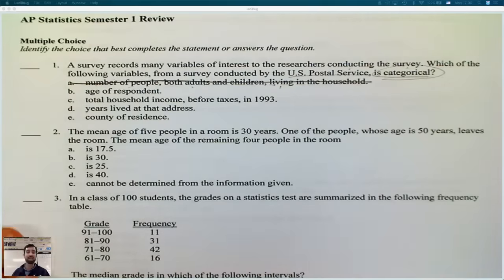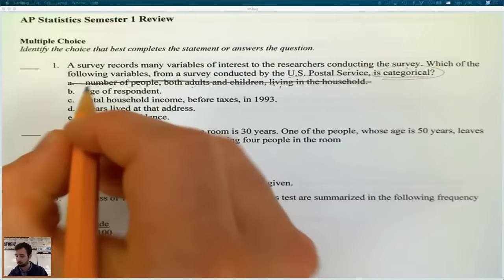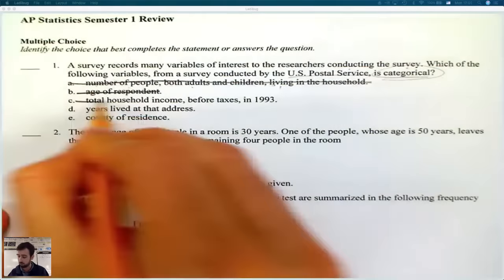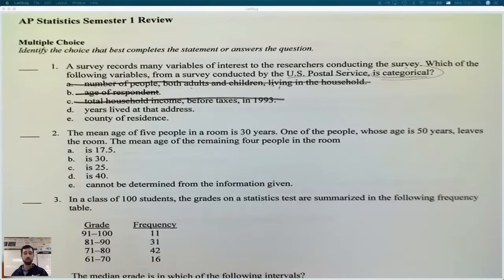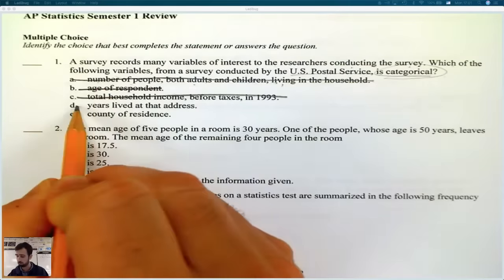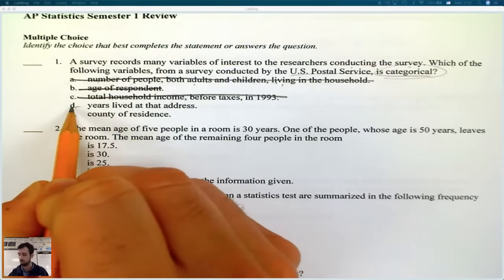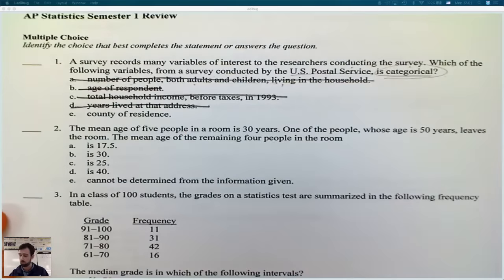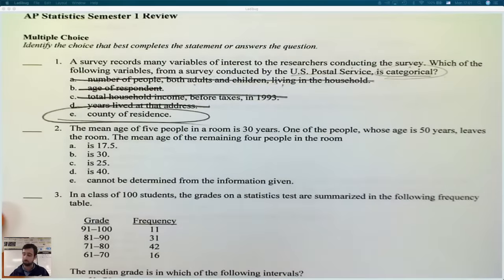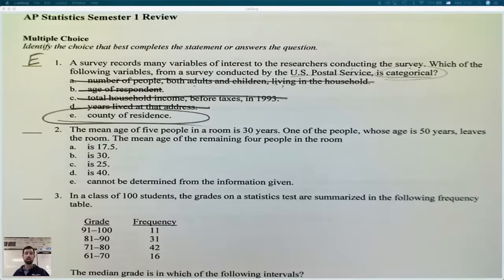Age of respondent. Again, age is a number. It makes sense to find the average of people's age. So age is not categorical. Total income, again, quantitative. Years lived in a house, again, quantitative. I keep saying categorical, quantitative. We're looking for categorical. E is going to be our best bet because E has a category. Where is your dad from? Ireland. Boom. Tells you a category. Doesn't make sense to find the average of people's country of residence.